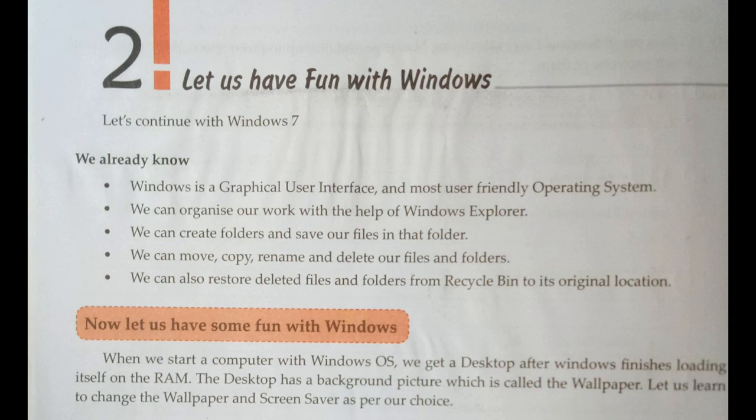Now let us have some fun with Windows. When we start a computer with Windows OS, meaning operating system, we get a desktop, after Windows finishes loading itself on the RAM, meaning the random access memory. The desktop has a background picture which is called the wallpaper. Now let us learn to change the wallpaper and screensaver as per our choice. So let's start.